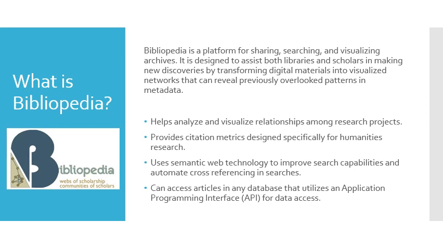It uses semantic web technology to improve search capabilities and automate cross-referencing in searches. By utilizing technology available to the Internet, Bibliopedia can infer connections between different elements of archival objects, which improves searching capabilities and the discovery of new information.